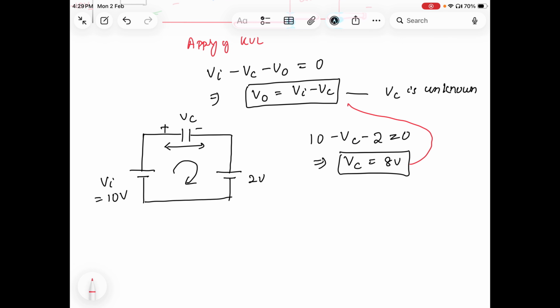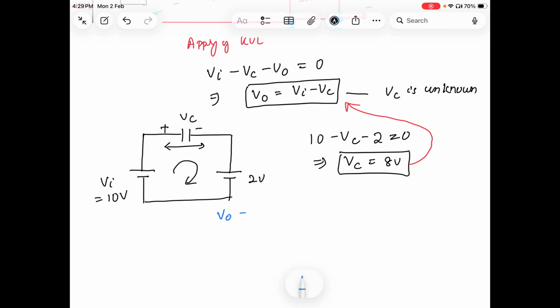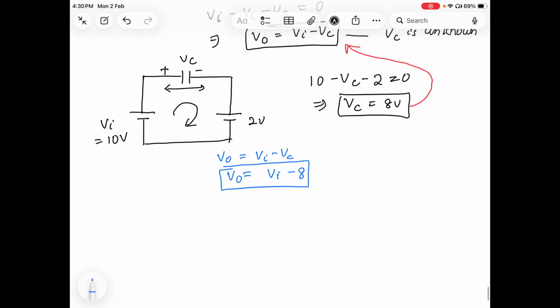This 8 volt voltage I will apply in the output voltage equation. So our output voltage equation becomes V0 equal to Vi minus Vc, that means Vi minus 8 volt. As Vi is the input variable and varies with respect to time, the output voltage also varies. So for different values of Vi, I will get different output voltages.